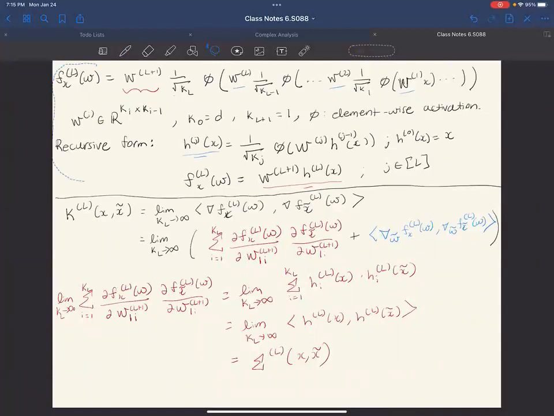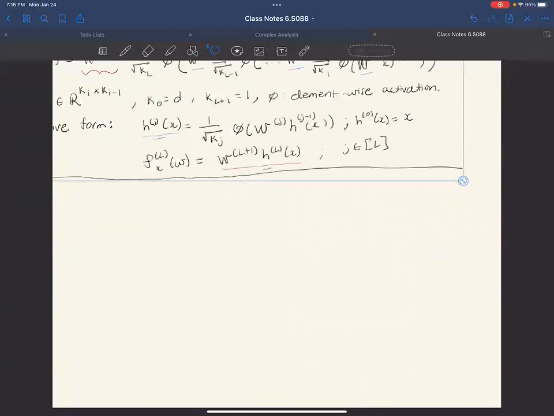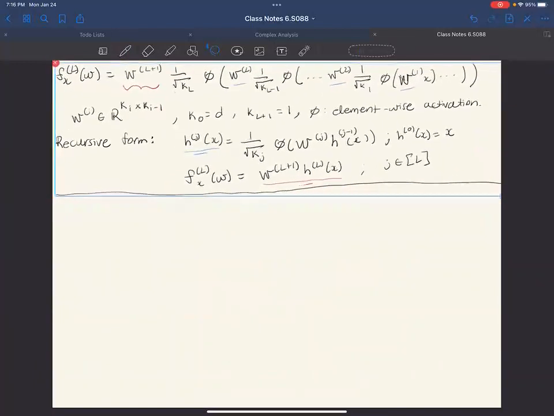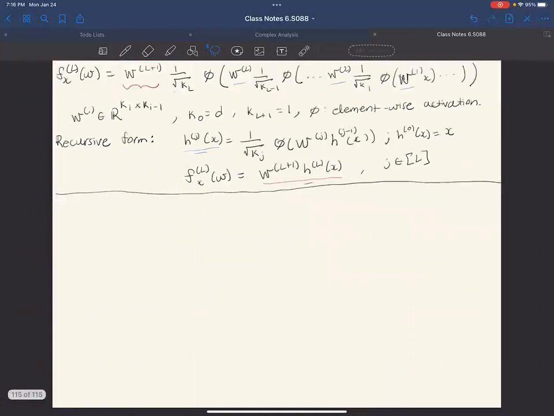And we'll again copy our favorite set of formulas onto the next page. And I also want to copy this term here. Okay, so we're evaluating this thing, and we're evaluating this as limit as K_L goes to infinity.